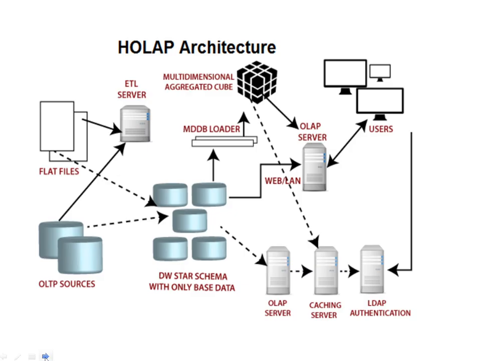Then HOLAP: we have the combination of MOLAP and ROLAP. We have the flat files from the ETL server given to the data warehouse and the OLAP tools. Then the multidimensional database loader gets the information from the data cube and transfers it to the OLAP server. Then the user can retrieve the data from the OLAP server and caching server, and with authentication, delivers the information to the user.